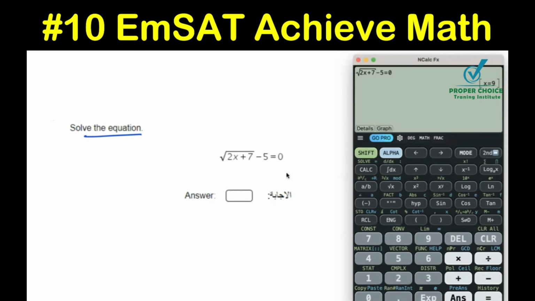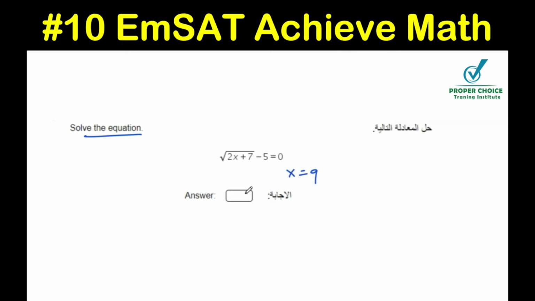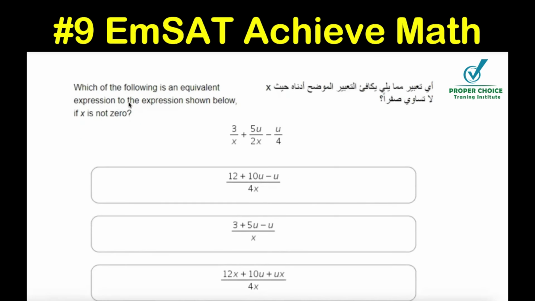Here the value of x is equal to 9, so 9 is the right choice. Which of the following is equivalent to the expression shown below if x is not 0? They're asking us which of the following options are equivalent to this expression.